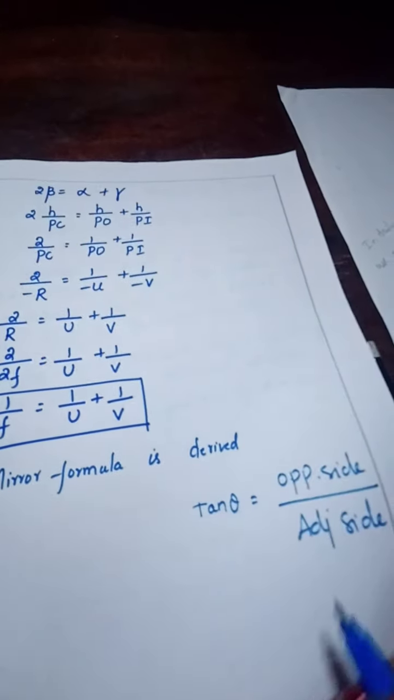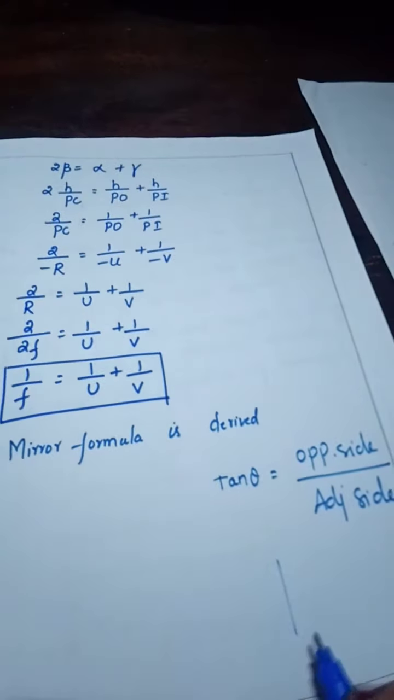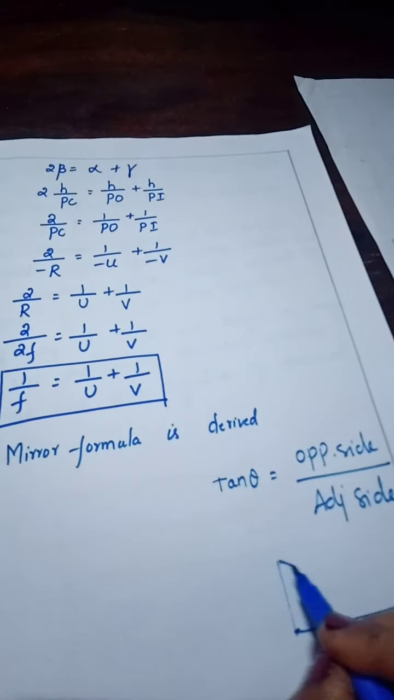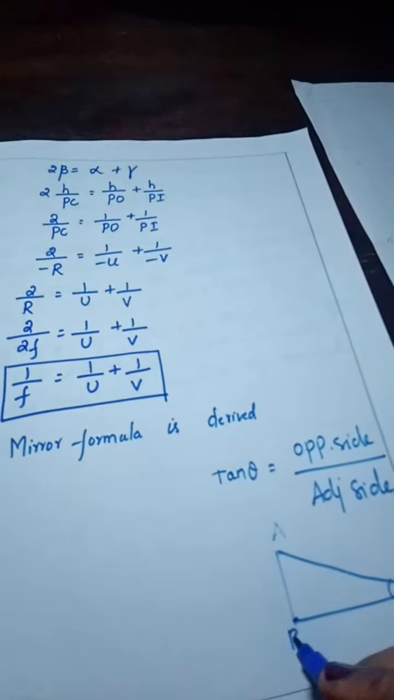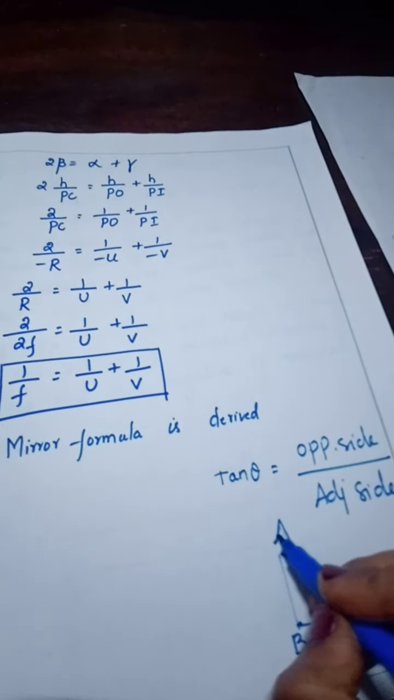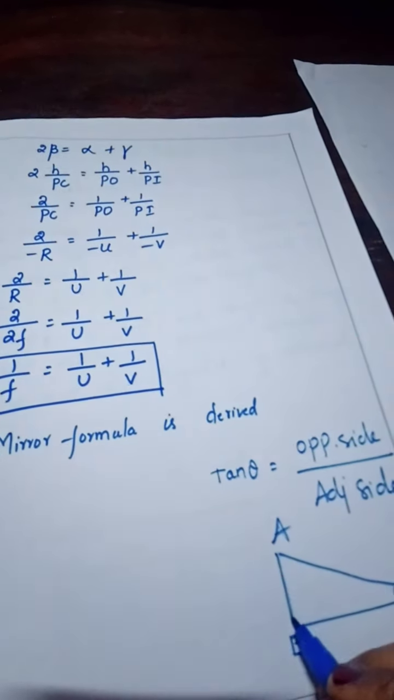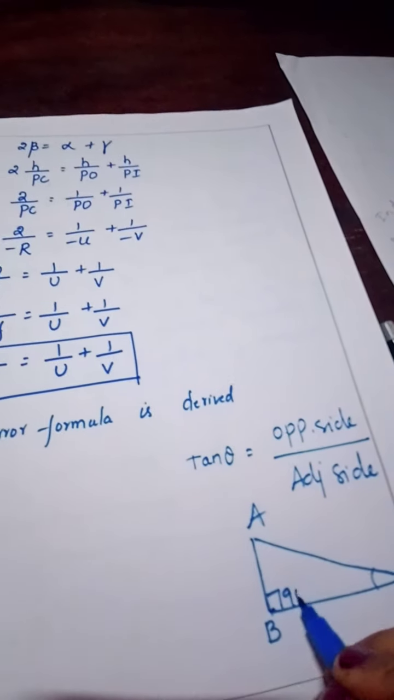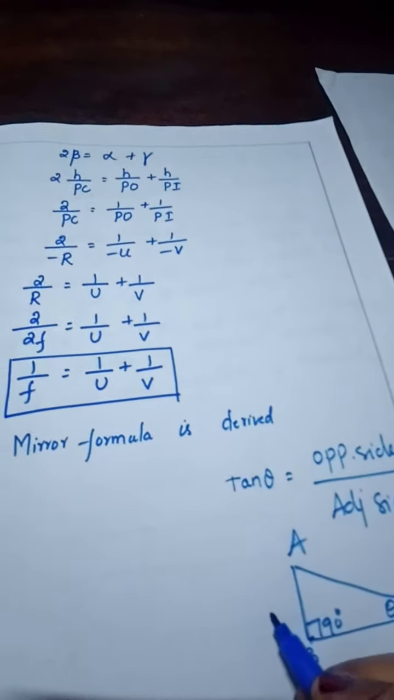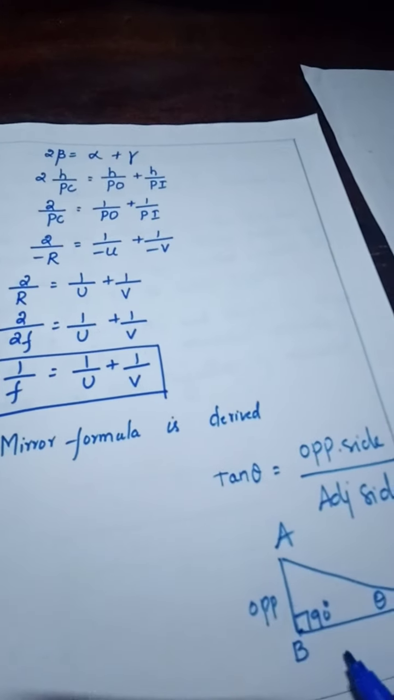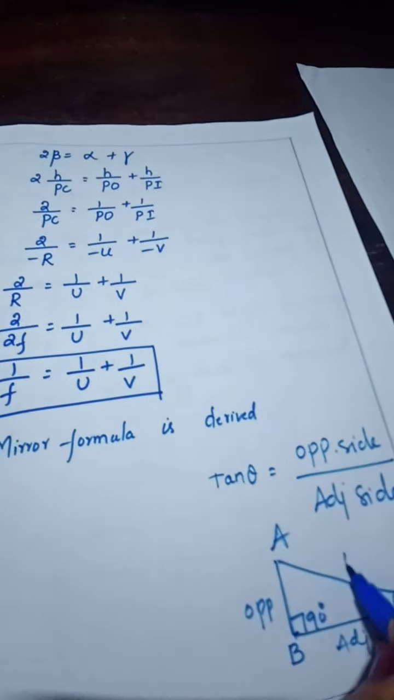Opposite side by adjacent side. What is the opposite side? What is the adjacent side also? I'll do it here. Consider this is a right angle triangle ABC, and this is 90 degrees, and this is some theta angle. So this is the opposite side, this is the adjacent side, and this is the hypotenuse.